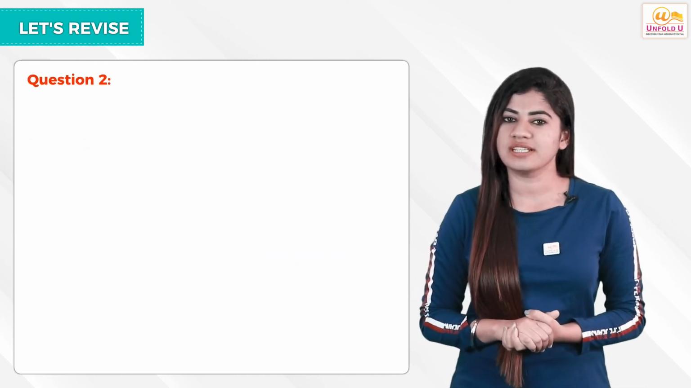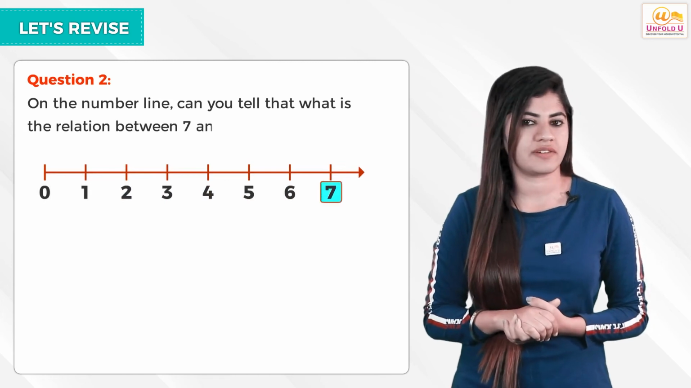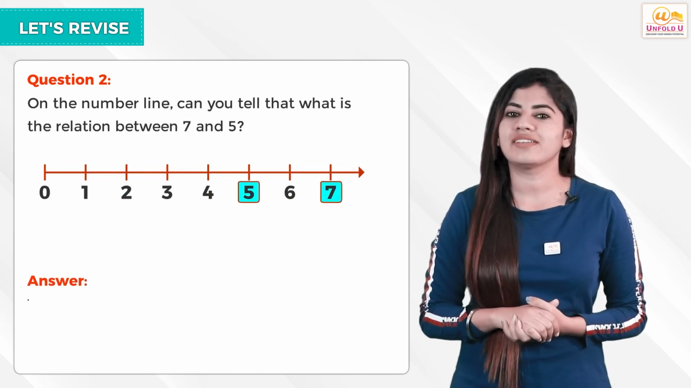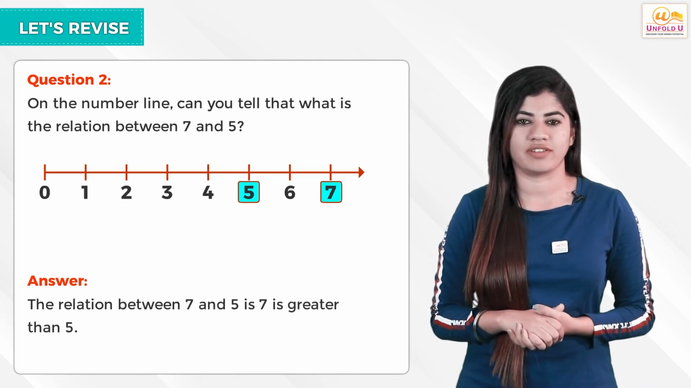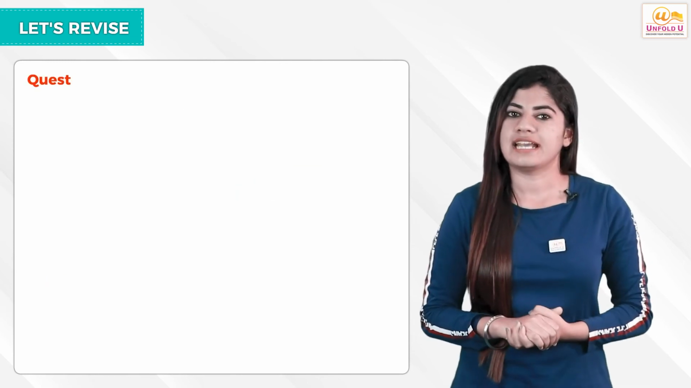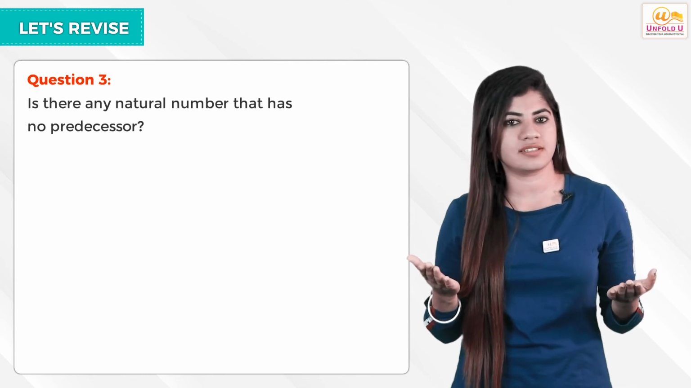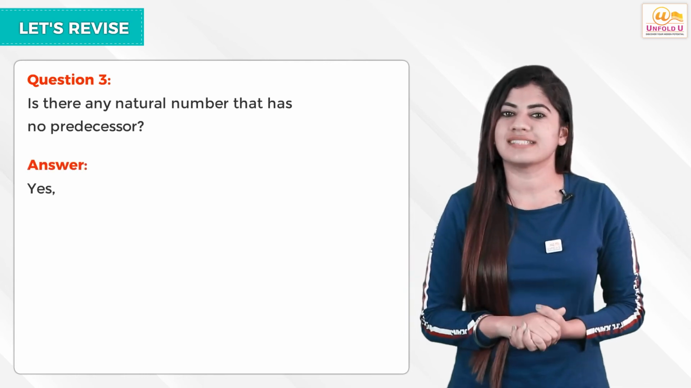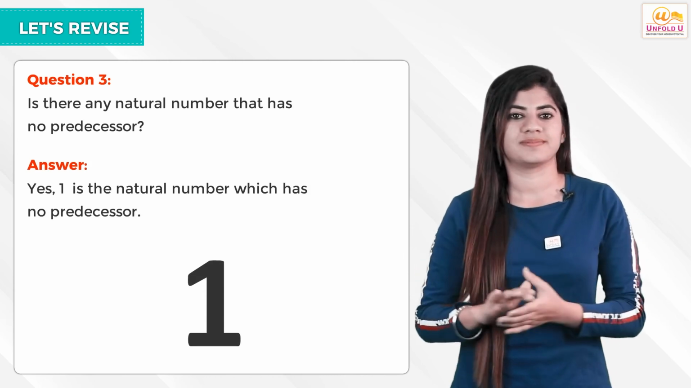The second question is, on the number line, can you tell that what is the relation between 7 and 5? The answer is, the relation between 7 and 5 is 7 is greater than 5, because 7 lies right to the 5. The next question is there any natural number that has no predecessor? The answer is yes. 1 is a natural number which has no predecessor.